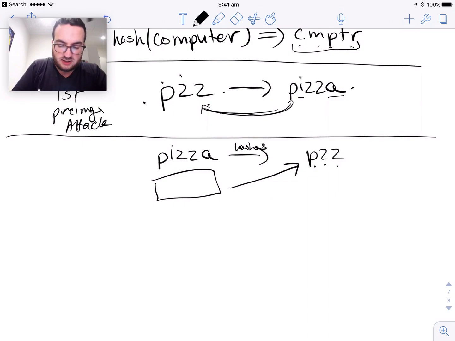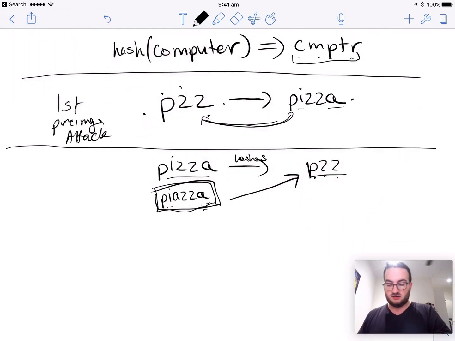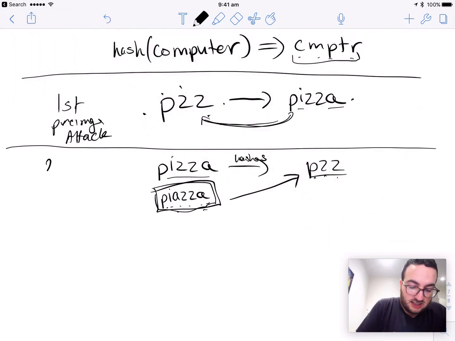What about the Italian word for square, piazza? Can you see there how we've come up with another word? So we knew pizza and we knew PZZ, and what we were trying to do was come up with another word that also hashes to PZZ. So right there, what we did was a second preimage attack.